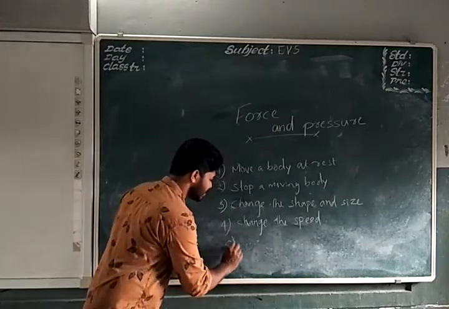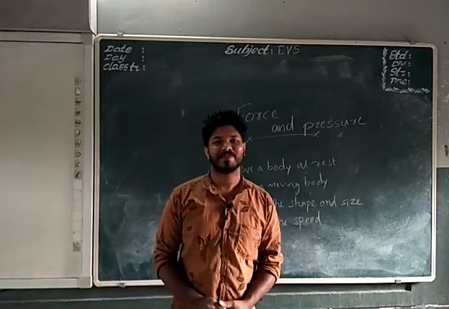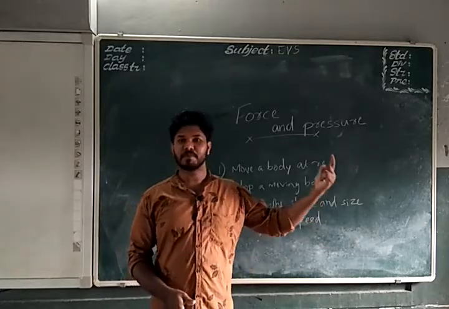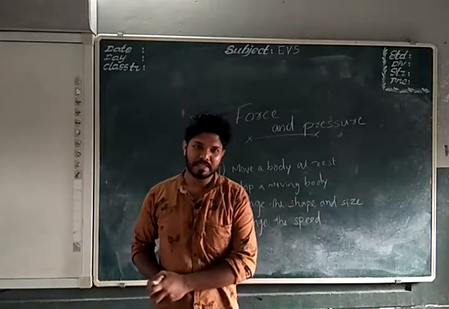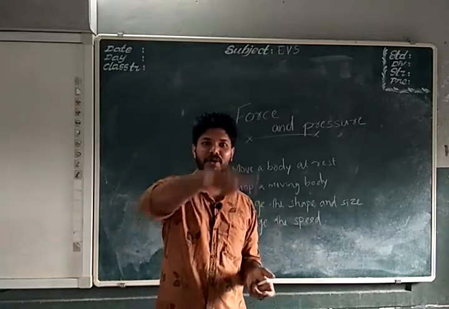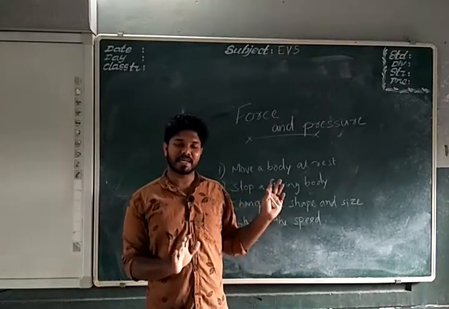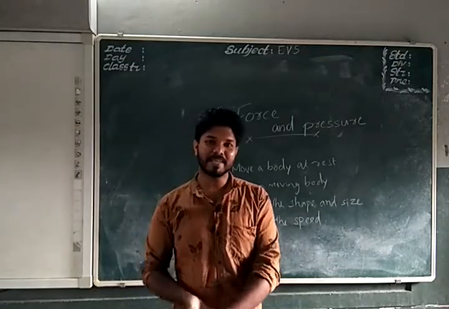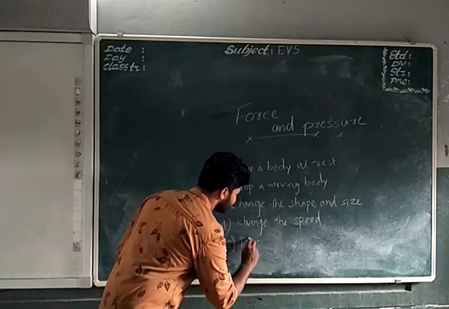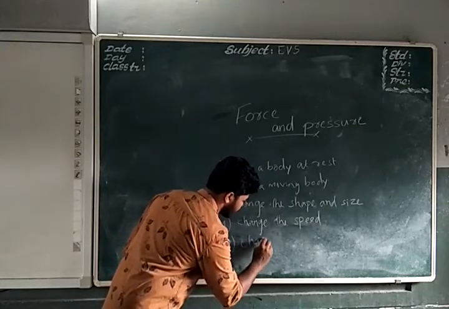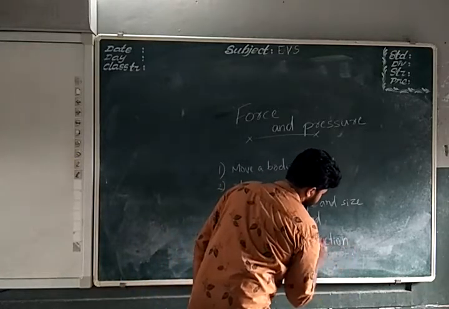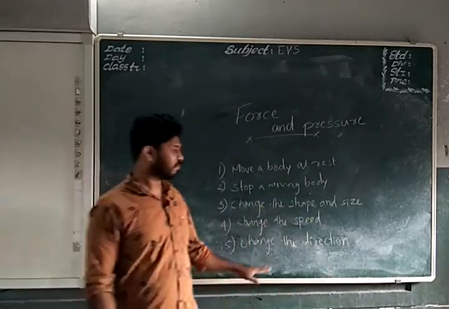And last one, imagine we are standing in a cricket field and I am batting here. The bowler bowls the ball in this direction. What happens if I hit the ball with my bat into the other direction? The direction of the ball is changed. I do not stop the ball, but I change the direction of the ball. So by giving a force, we can change the direction of a body also. So that is the last point. A force can change the direction of a moving body.